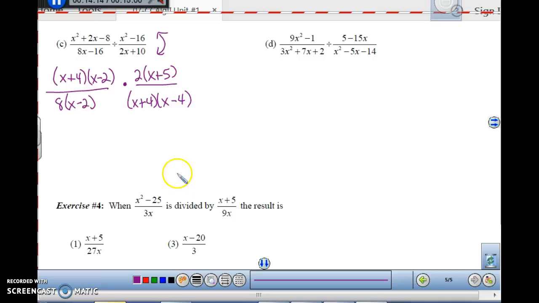So I've factored and flipped everything. Now I want to cancel. X minus 2 cancels x minus 2. X plus 4 cancels x plus 4. 2 will cancel 8, leaving a 4. And that's it. So what's left in the numerator is x plus 5, over 4 times x minus 4.